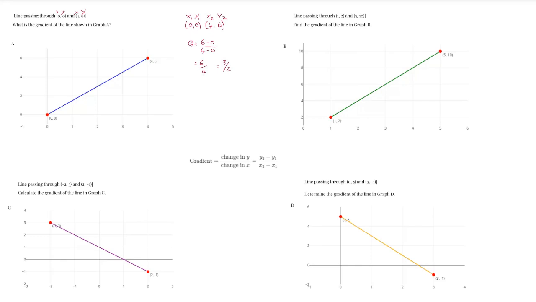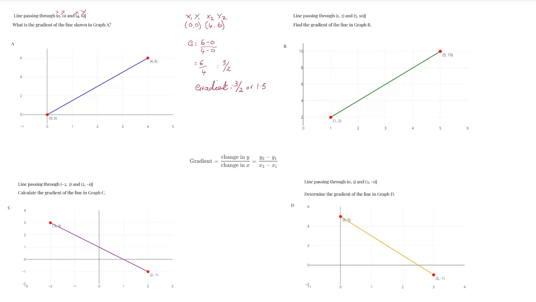So the gradient of the line equals 3 over 2, or as a decimal, 1.5. See? That's how easy this is. So it doesn't have to be difficult as long as you remember the formula. Let's do the next one.